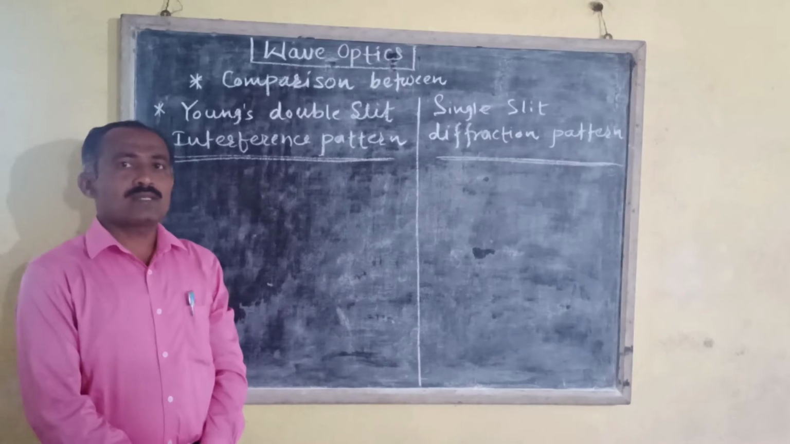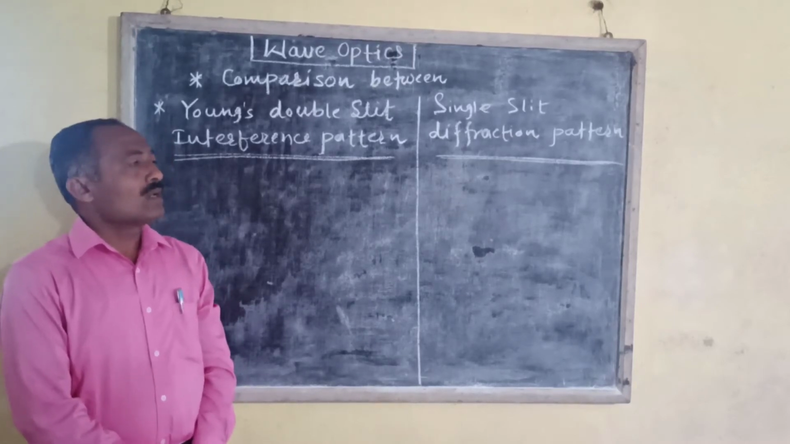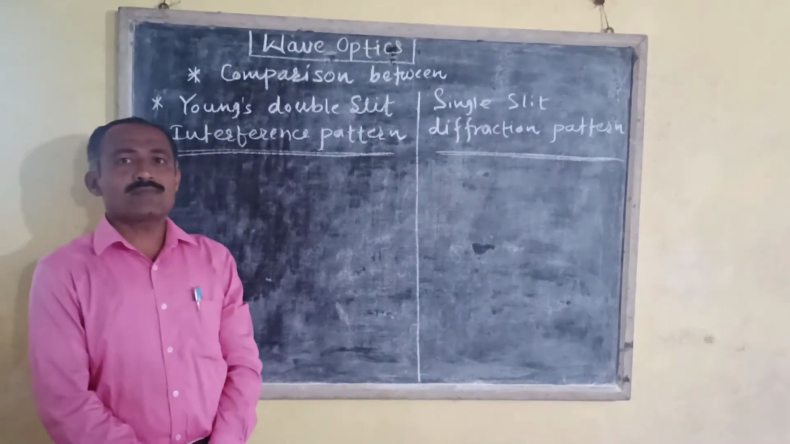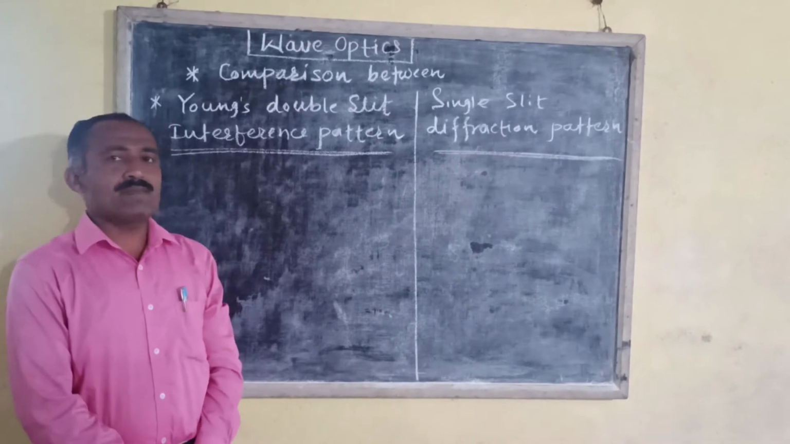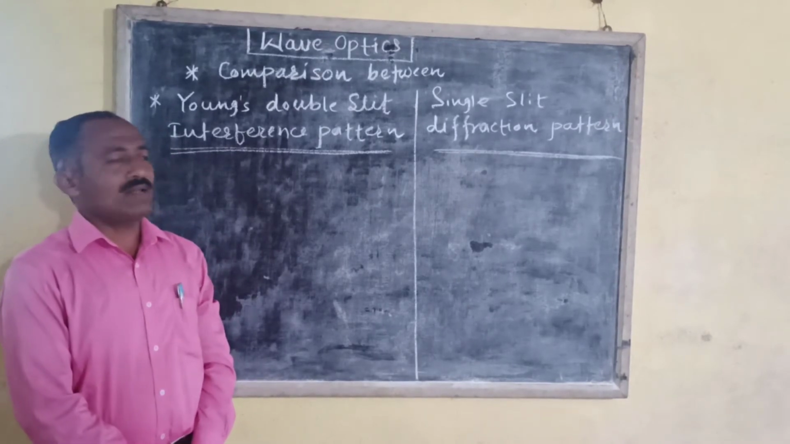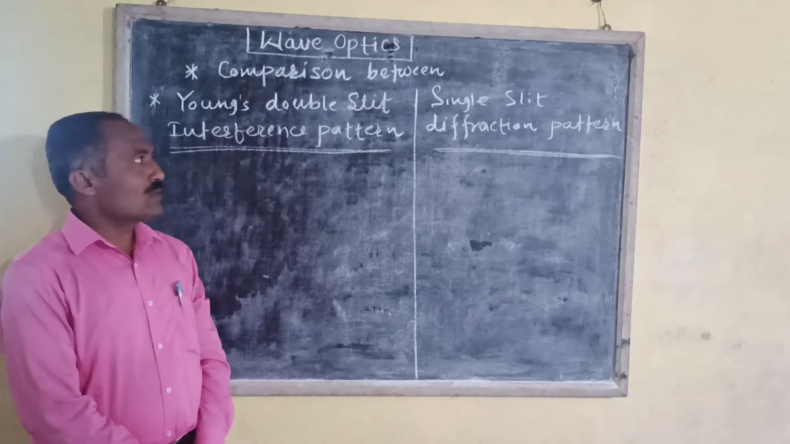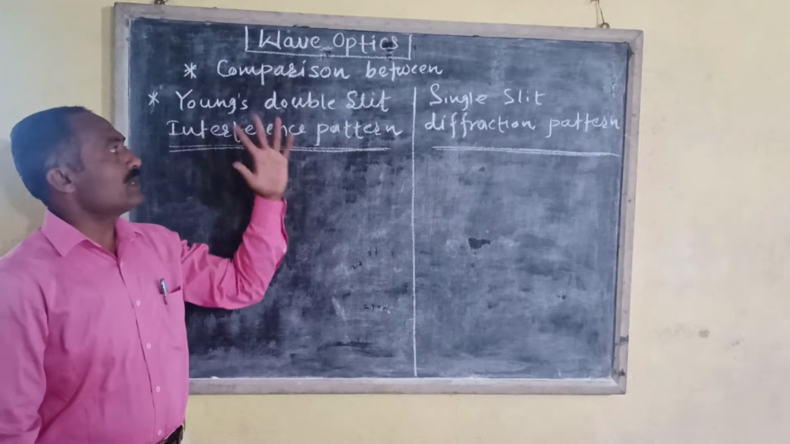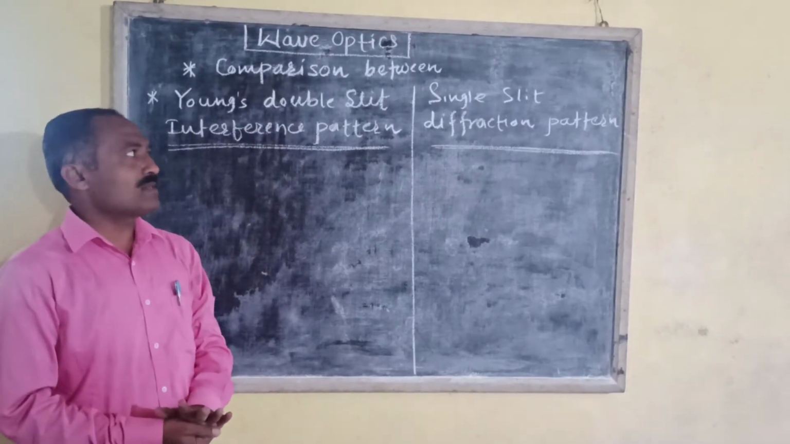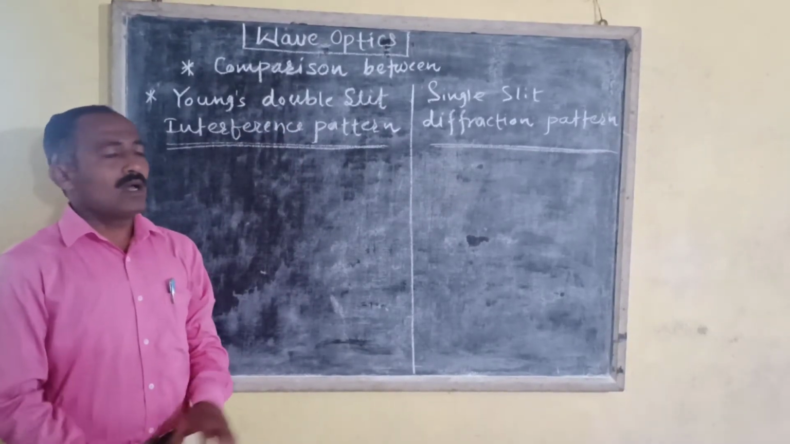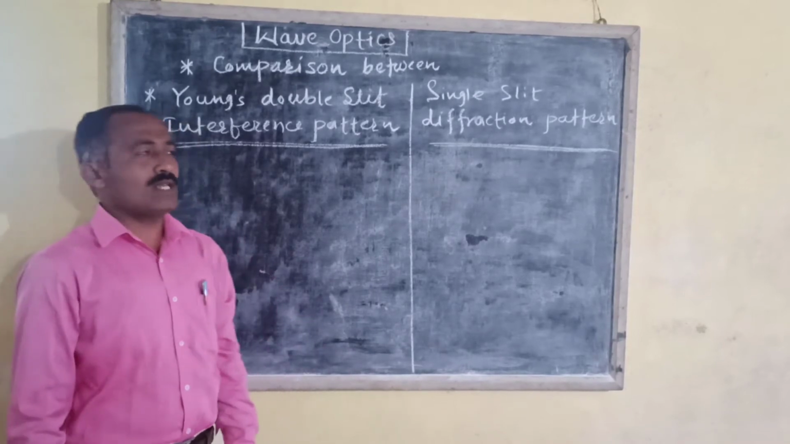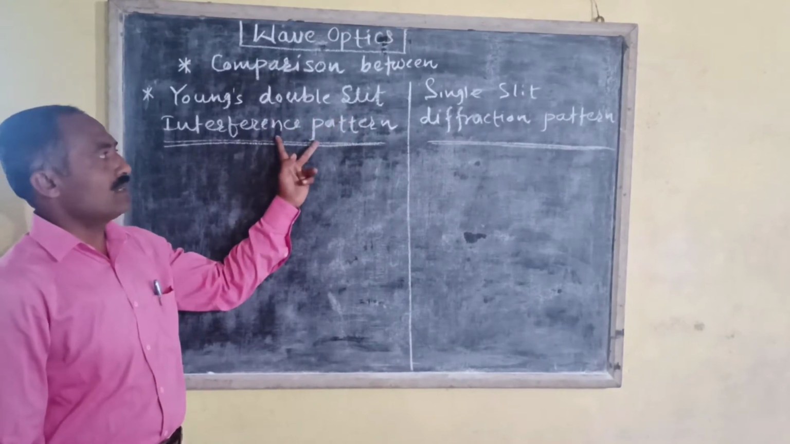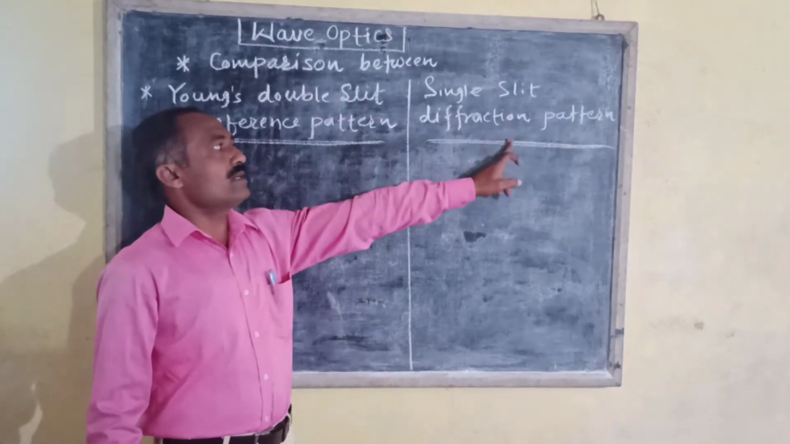Good morning friends. Last period we saw Fraunhofer's diffraction due to a single slit and the conditions for bright maxima and minima in the diffraction pattern. Also we saw Young's double slit experiment to obtain the steady interference pattern before the diffraction. Now in this period we have to see the difference between Young's double slit interference pattern and single slit diffraction pattern.